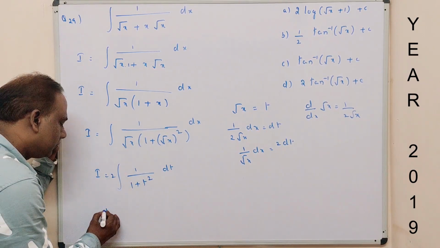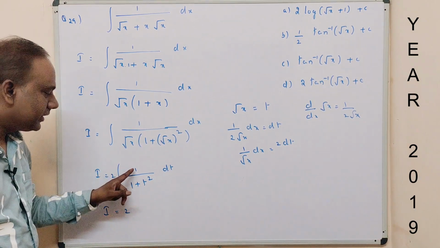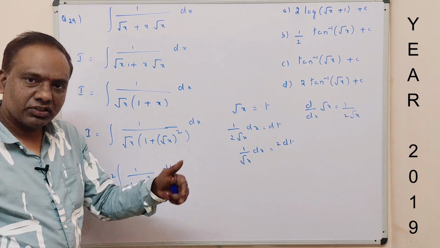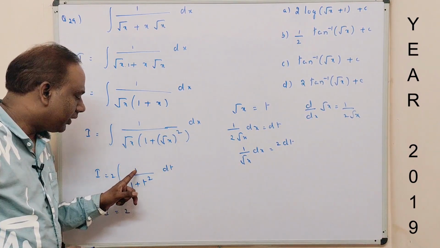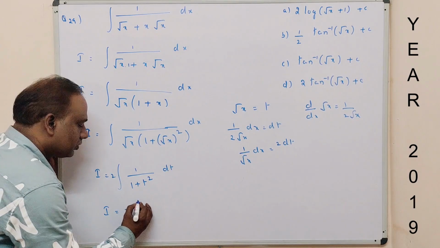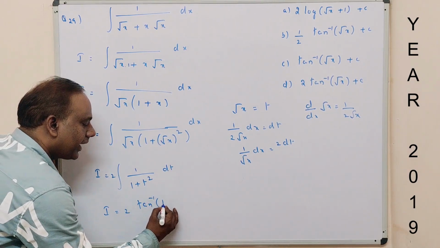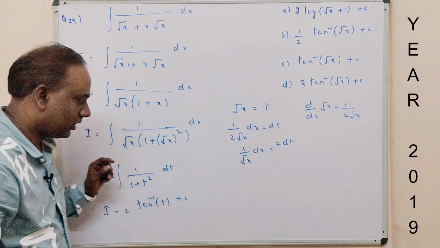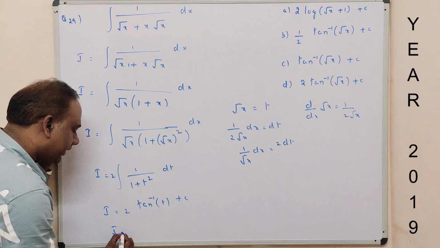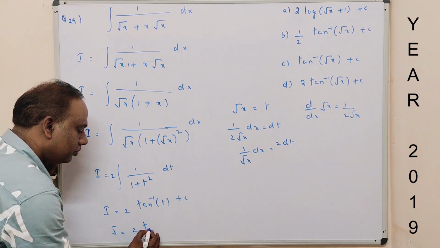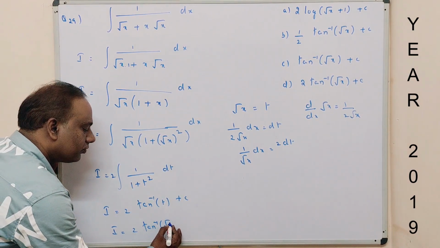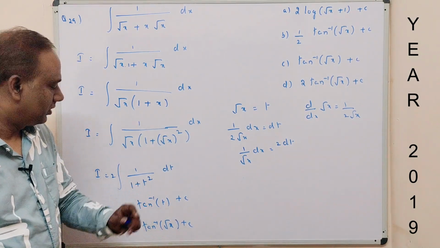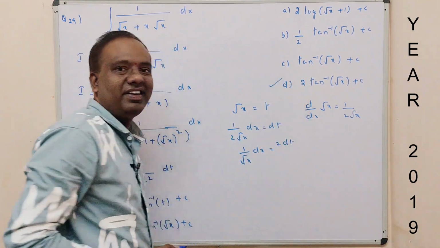Now I is equal to 2 times the integration of 1 by 1 plus x square. The integration of 1 by 1 plus x square is tan inverse x. So it is 1 by 1 plus t square, giving tan inverse of t plus C. And t is equal to root x. So finally the last step is 2 tan inverse of root x plus C. So option D is the correct answer.